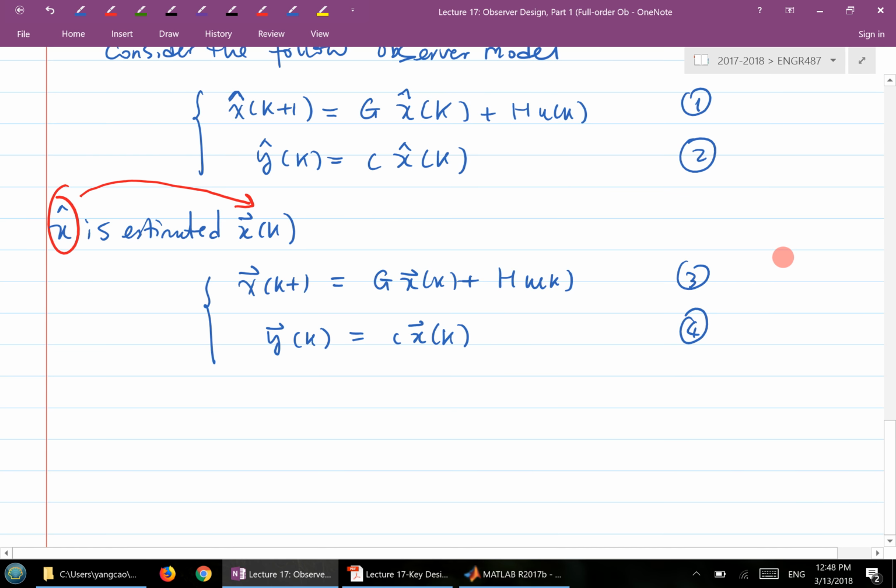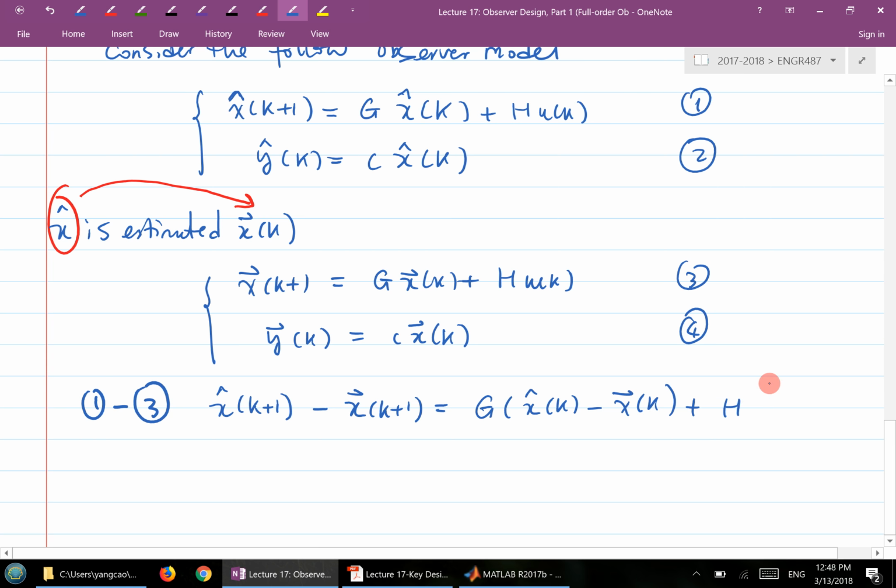Based on this observer model and the actual system model here, I'm going to do a little bit of manipulation. We'll use number 1 minus number 3. That gives us x hat k plus 1 minus x k plus 1 equal to g times x hat minus x. It's not plus h anymore, because when you use 1 minus 3, these two terms cancel each other. So this is a new equation.